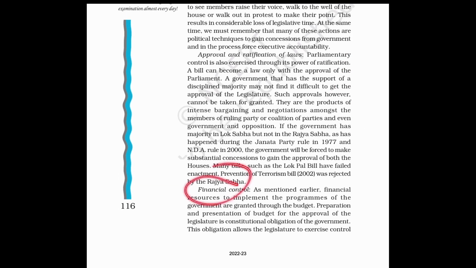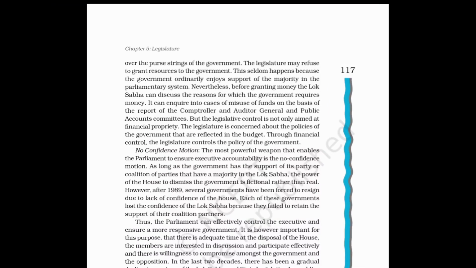देन फाइनेंशियल कंट्रोल की अगर आप बात करते हो तो जो रिसोर्सेज हैं to implement the program, वो सब बजट के थ्रू ही आता है. So that is pretty much clear, that you witness otherwise also. So this obligation allows the legislature to exercise control over the purse strings of the government, so that they do not have unlimited money to spend in whatever way they want to. बजट के थ्रू सारा जो भी ग्रांट्स हैं, जो भी जितनी जरूरत है, whatever requirement is there, that is fixed here, right? So the legislature may even refuse to grant the resources to the government.